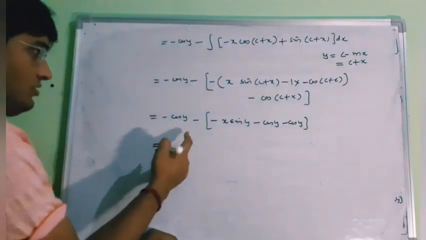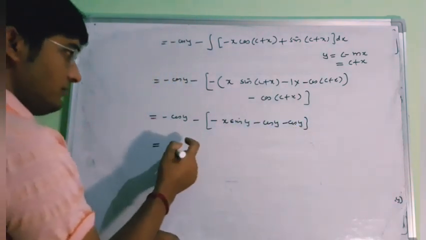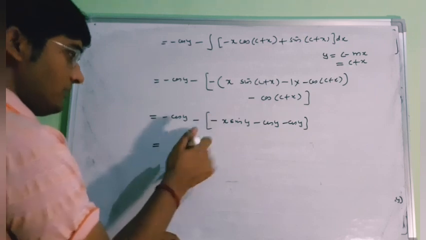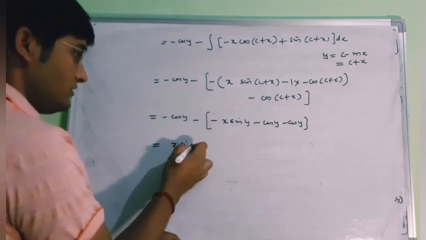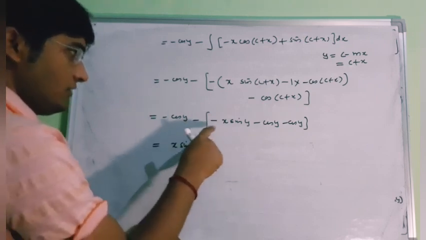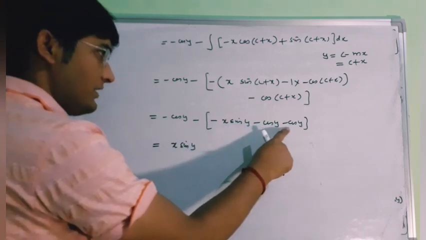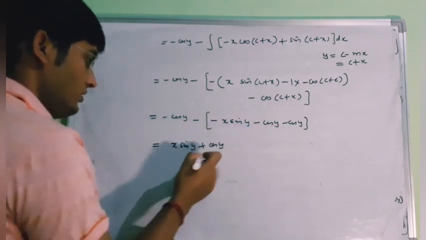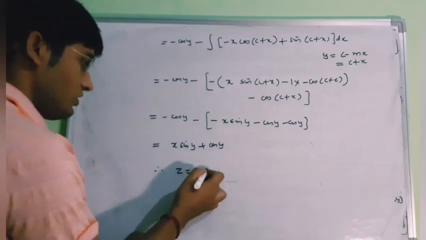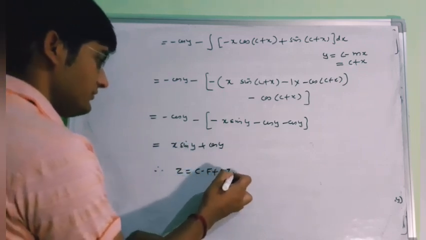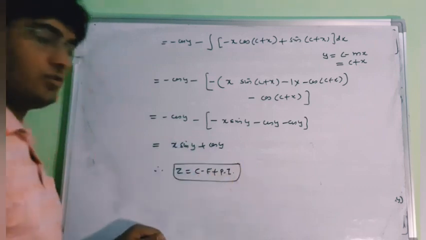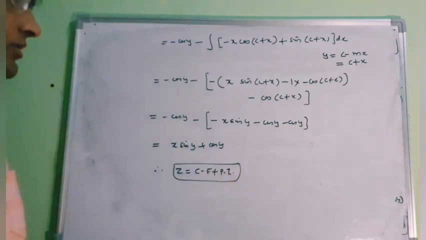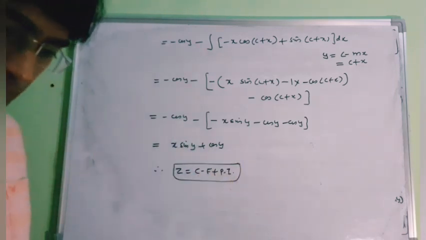So our answer will be, now you can say that here x sin y is the first term, then this is equal to minus 2 cos y, so this will be plus 2 cos y, so we have plus cos y. Therefore our answer is complementary function plus particular integral. So this is a complete solution of the partial differential equation.